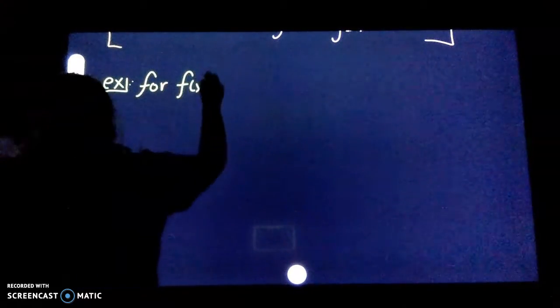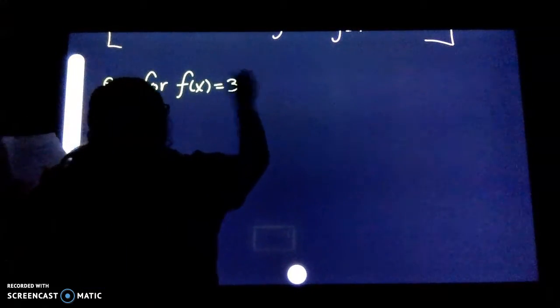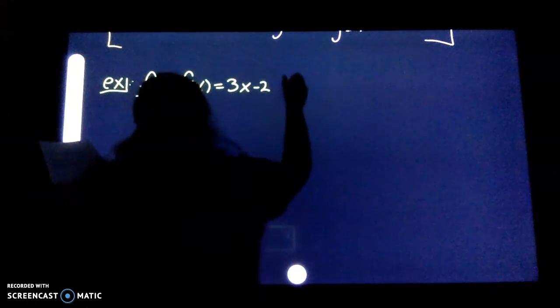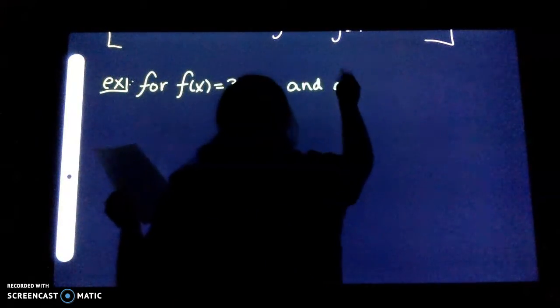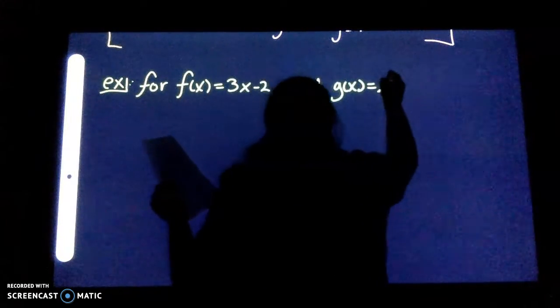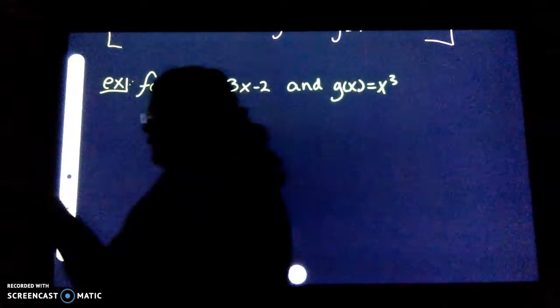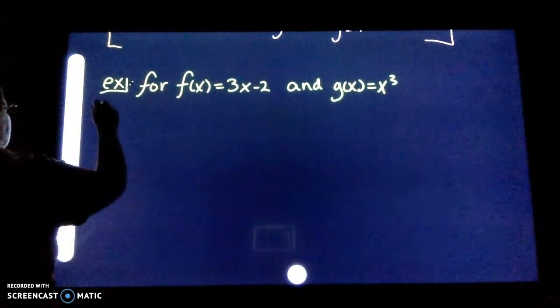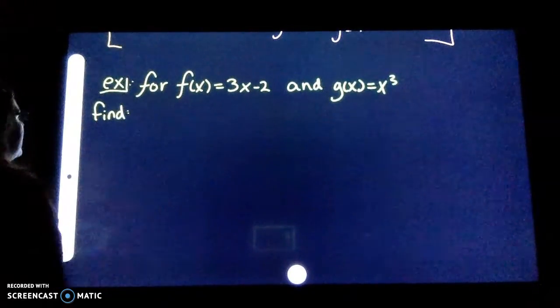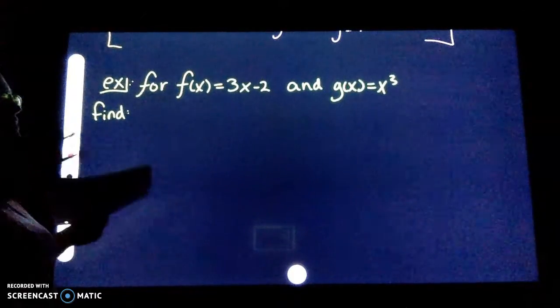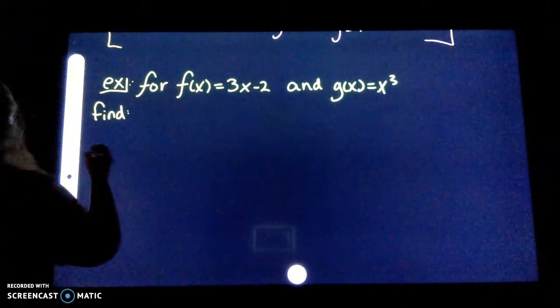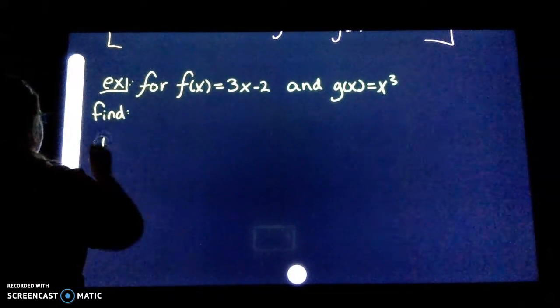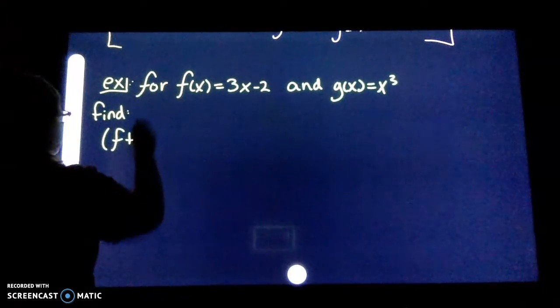Okay, so I have two functions. The first one is f of x, which is equal to 3x minus 2, and g of x, which is equal to x cubed. I would like to find 4 functions that contain operations. So the first one I would like to find is f plus g of x.